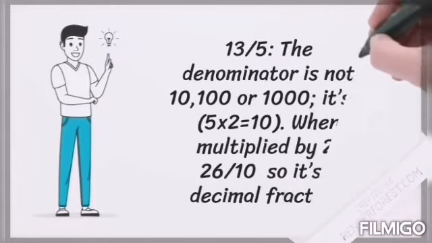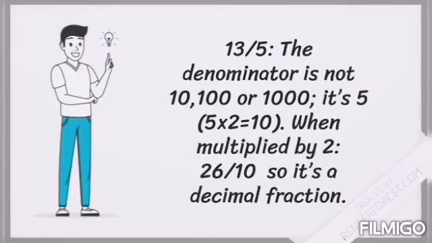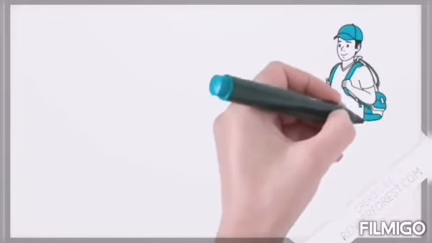If the denominator is 5, I multiply it by 2, it will be 10. So this is very easy, but I don't multiply only the denominator, I multiply also the numerator. So now 13 over 5, it's the same as 26 over 10. So yes, it's a decimal fraction. Let's see the next fraction.